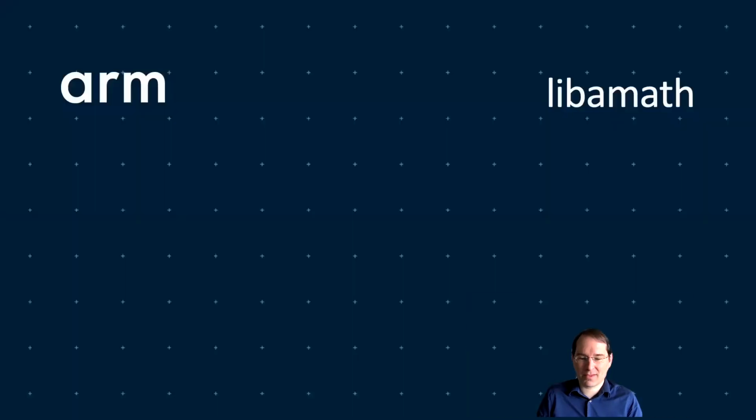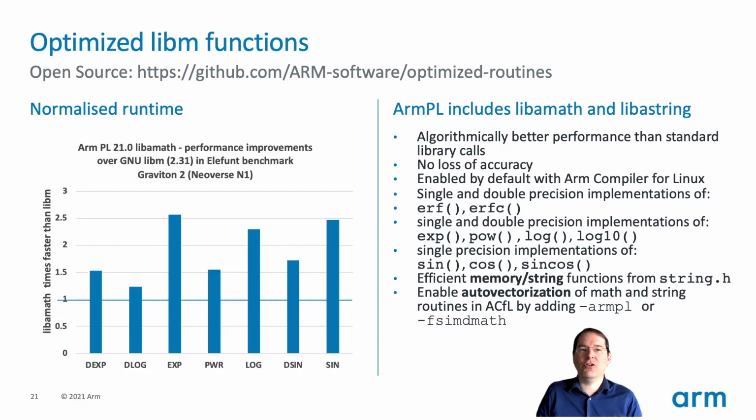As I mentioned before, we have this extra library which looks at optimized libm functions, which we call libamath. And similarly, we have libastring for string functions as well. What we're trying to do here is improve on the performance that you can get out of your standard -lm flag that you'd put on your standard Linux system.